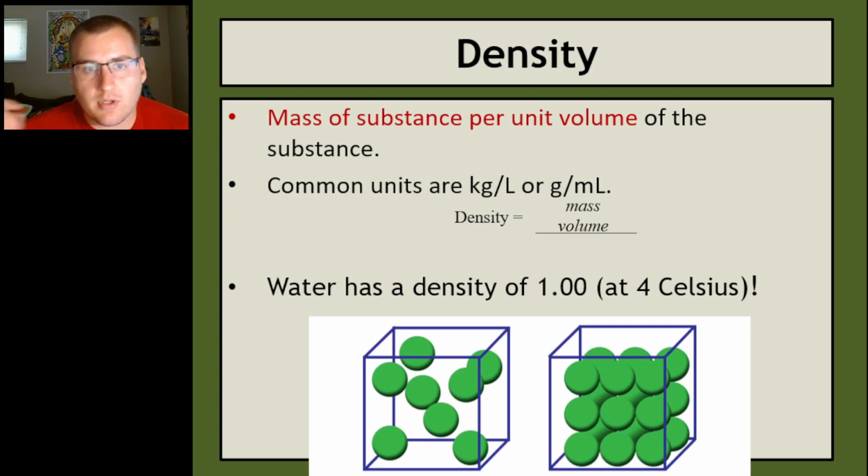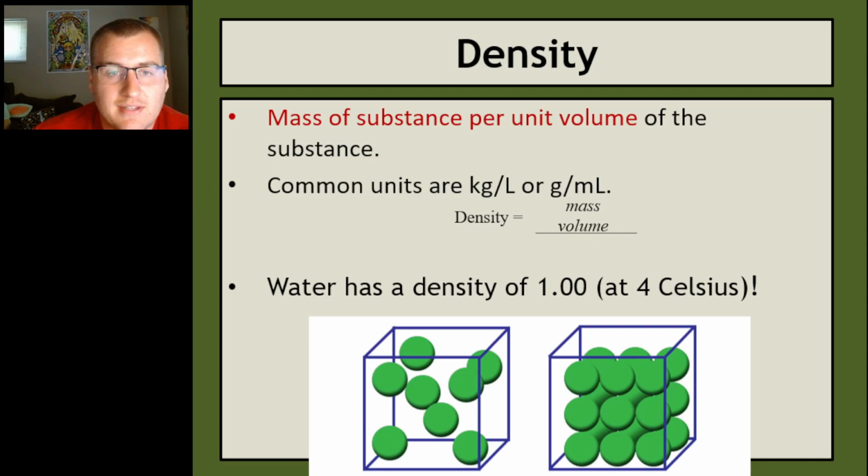Our common units we're most likely going to use are grams per milliliter. This got messed up a little bit. This should say density is mass divided by volume, of course. The line just moved a little bit. Kilograms per liter is another way to think about it. There's several units for density. It's basically any unit for mass divided by its volume.